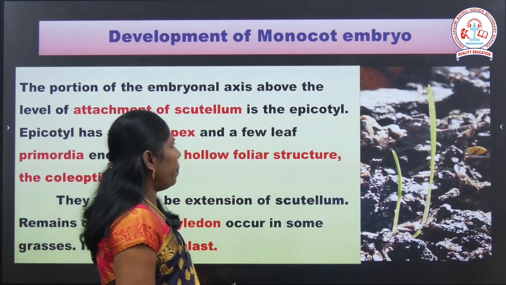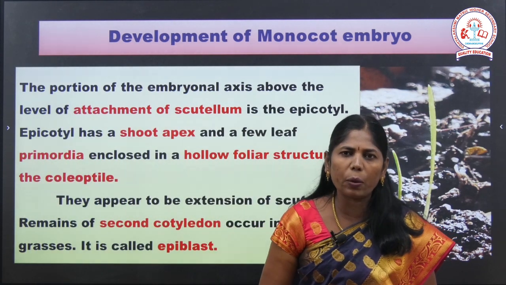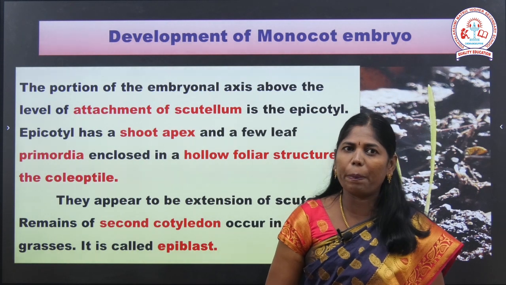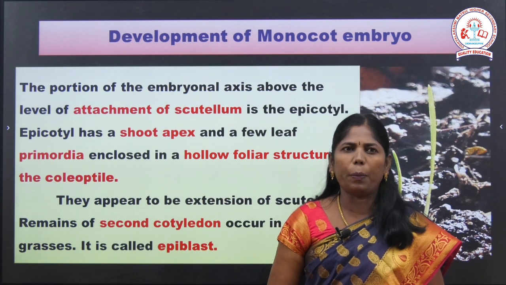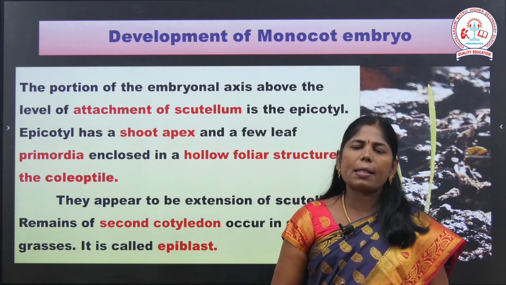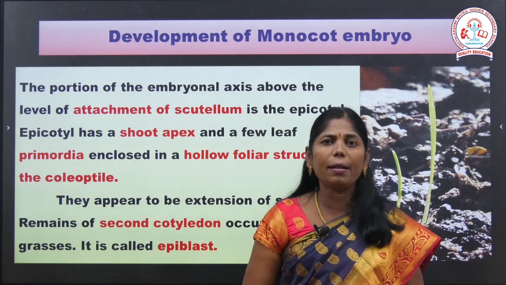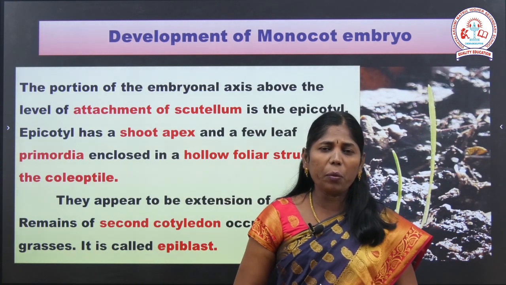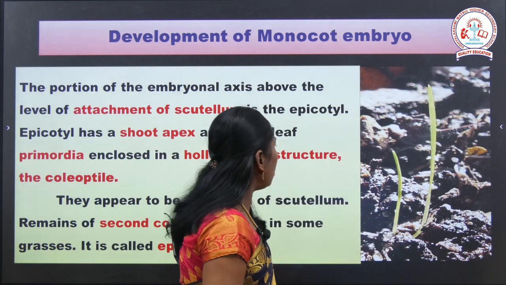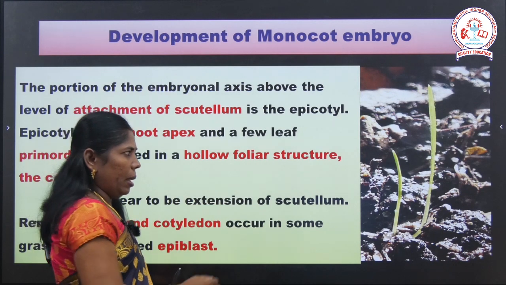The portion of the embryonal axis that is above the level of attachment of the scutellum, I already said, is the epicotyl. Below the embryonal axis is the hypocotyl. The epicotyl consists of the shoot apex and a few leaf primordia, the young emerging leaves. The primordia are enclosed and hollow; that is the shoot system.